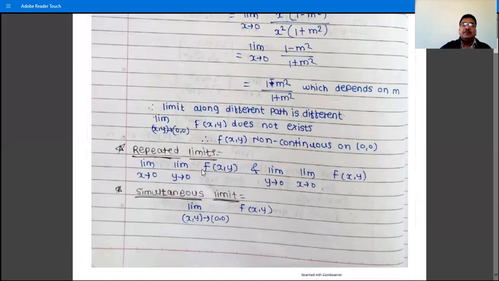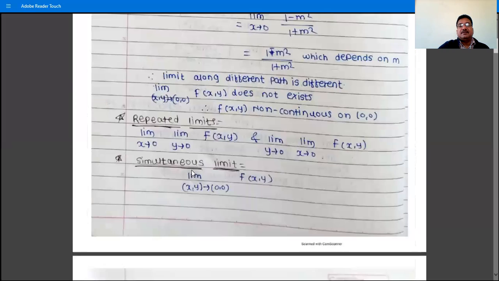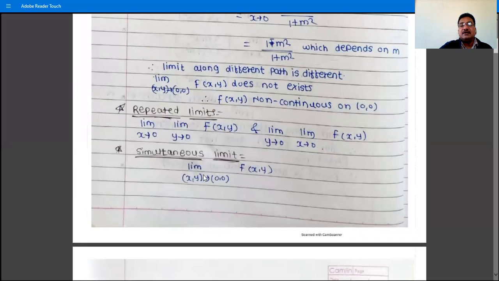So the next topic is repeated limits. What is this? This is the simultaneous limit: (x,y) tends to (a,b) of f(x,y). But instead of (x,y) tends to (a,b), we say x tends to a and y tends to b separately, or y tends to b and x tends to a. This is called repeated limits. These are the two repeated limits.